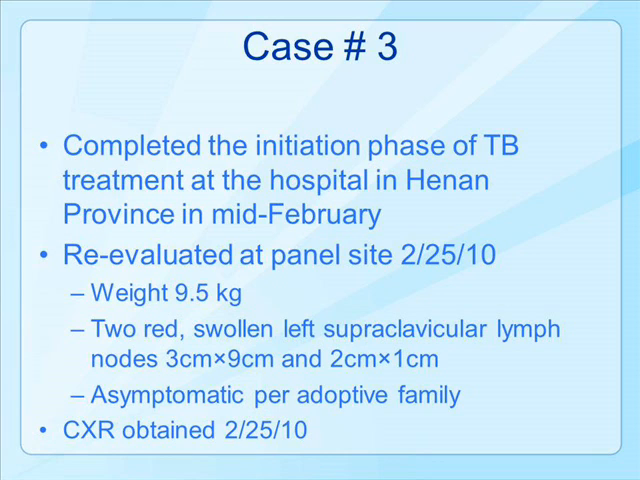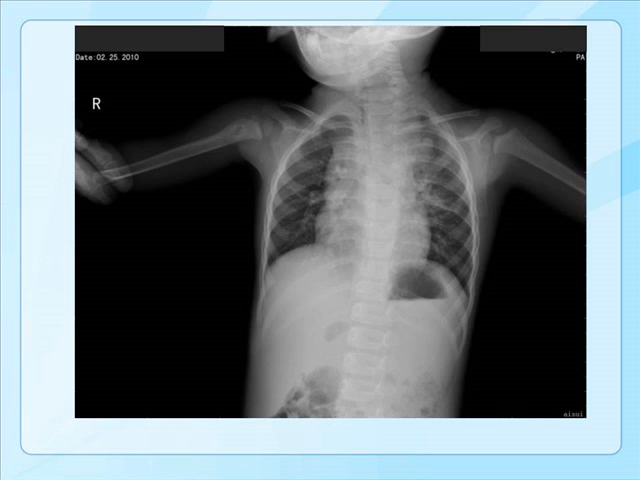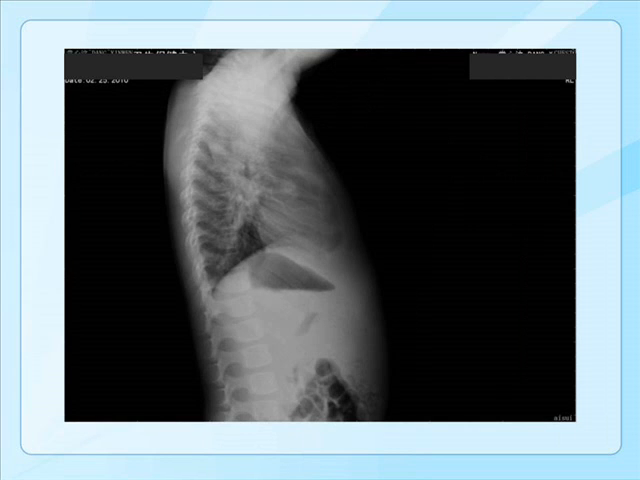I think it was transcribed incorrectly, probably not that big, but that's what was said in the panel physician's note. Asymptomatic per the adoptive family, and another chest x-ray was obtained, felt by the panel physician to be largely unchanged. This could just be a result of the technique, but it really does appear that there is an abnormality in this area still. And the patient had not been on an MDR regimen yet, so it could even be a little bit worse, but the panel physician thought it was about the same. Here's a lateral that doesn't add much.